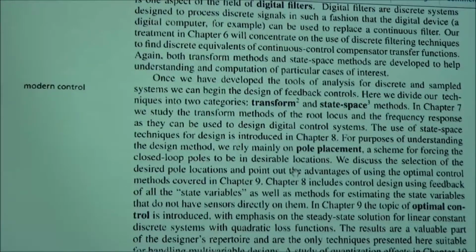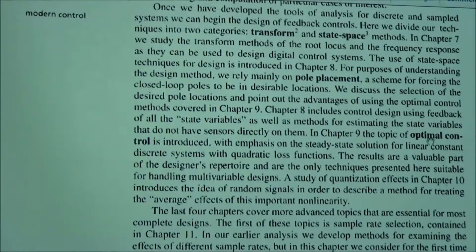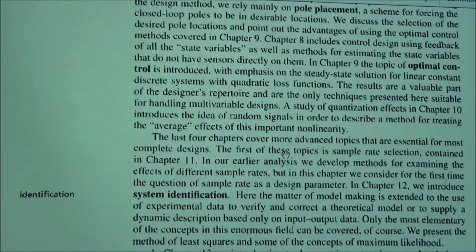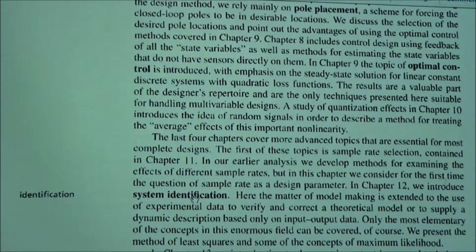You will learn a new approach in modern control design called pole placement, or sometimes called eigenvalue assignment. Optimal control, if we get time toward the end of the semester, we'll visit that, and I will be happy to define it and present it to you. Identification is another concept, a more advanced topic in chapter 12.